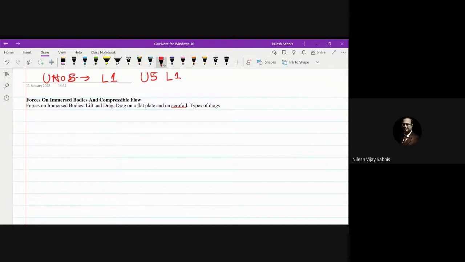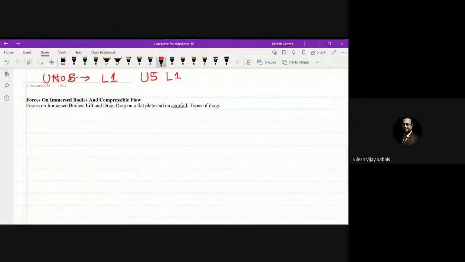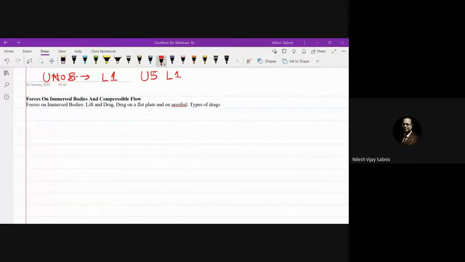This unit number 5 has a limited syllabus. You can see I have pasted the syllabus from the syllabus book, and it consists of forces on immersed bodies and compressible flow. The first part is forces on immersed bodies, where we will deal with different types of forces appearing on different solid bodies when we insert those bodies in the flowing fluid.